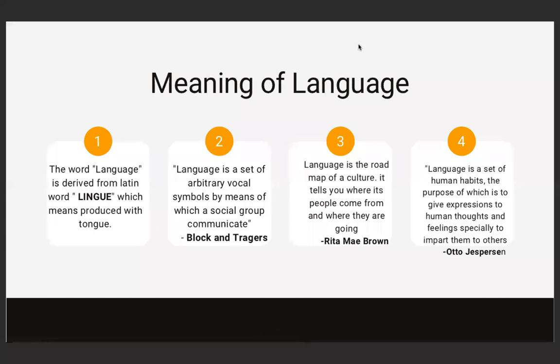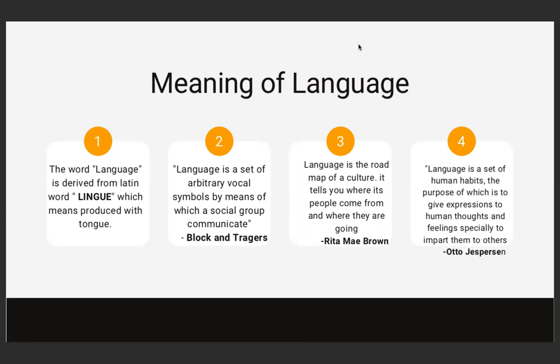The first topic is the meaning of language. The word language is derived from a Latin word, lingue. This question is mainly asked in objective type questions and is also important in subjective type questions. There, if we highlight this word, we will get extra marks. So focus on these keywords very carefully.